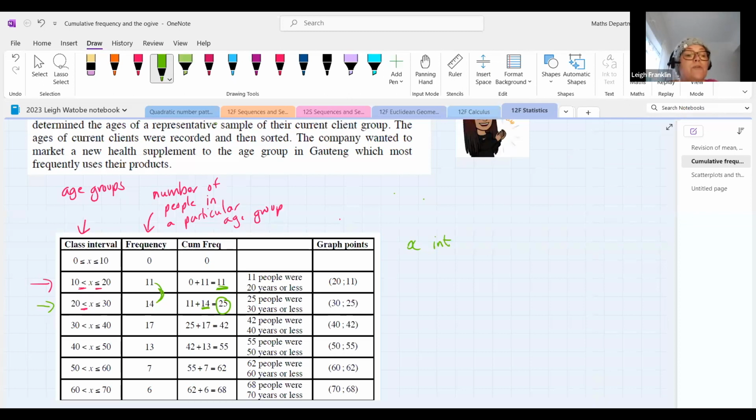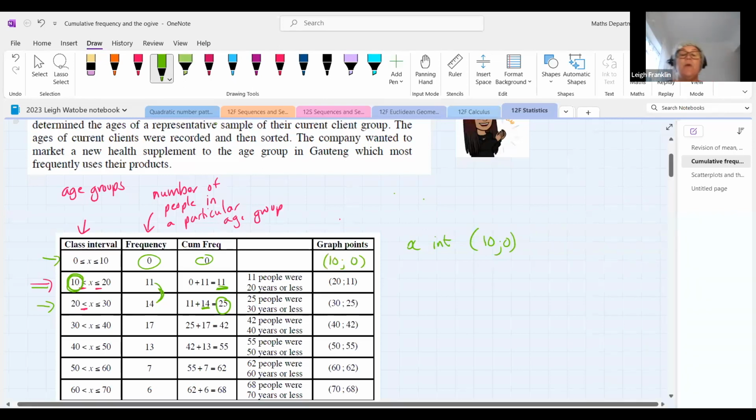When it comes to plotting the graph, the ogive has to have an x-intercept. So we're going to ignore this class over here because its frequency is 0. This is where we're starting, where the pink arrow is. It's always the lower bound, the smaller number against 0, that is going to be our first point, our x-intercept. And we know that y would always be equal to 0 at the x-intercept.